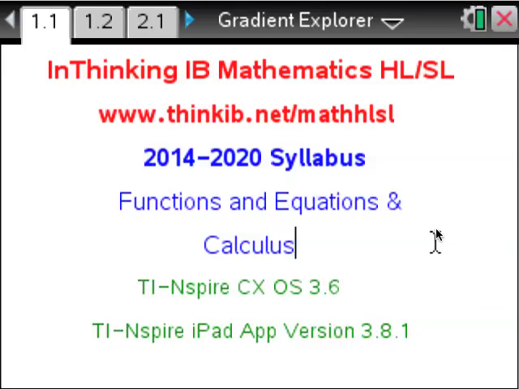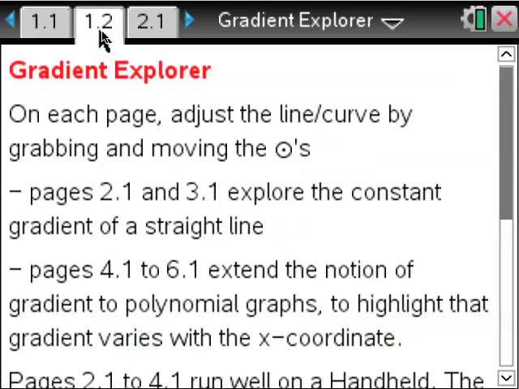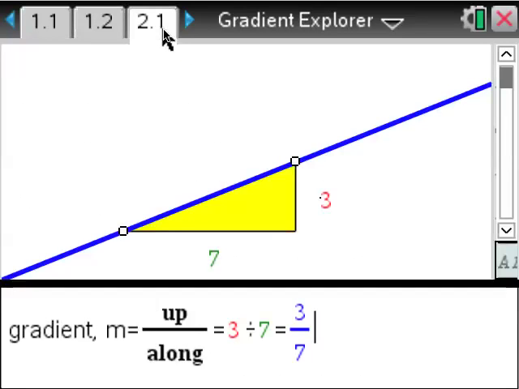This document links to the functions and equations and the calculus topics of the IB Maths course. On page 1.2 it shows that this gradient explorer or slope explorer allows you to explore just what is the gradient and how it's calculated for both straight lines and non-straight line graphs.